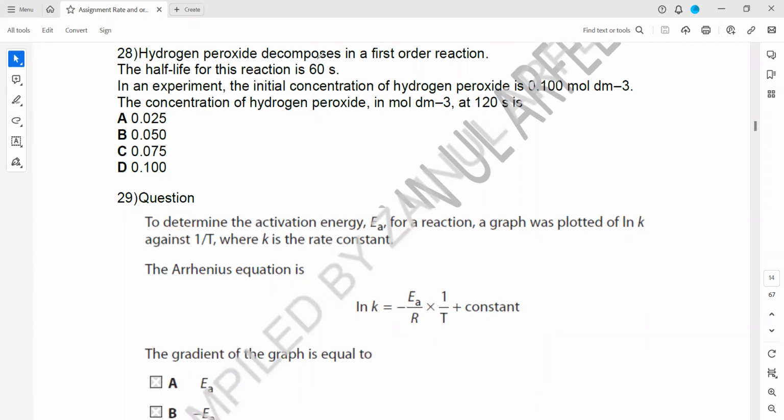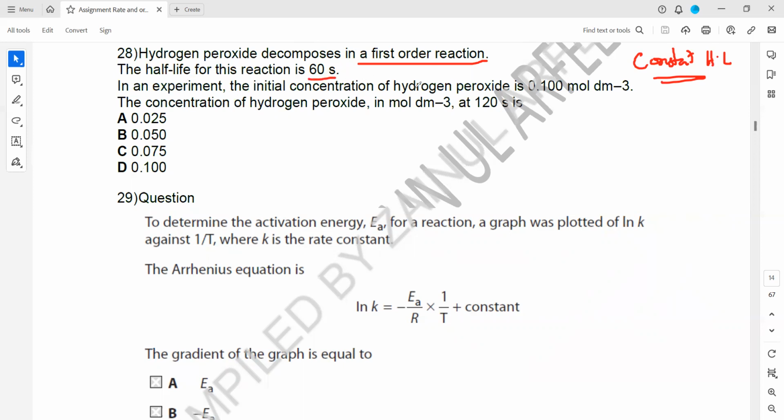In question 28, hydrogen peroxide decomposes in a first order reaction. If it's a first order reaction, it has a constant half-life. The half-life of a first order reaction is constant. For example, if you have 100 gram, it will turn into 50 gram in a certain time, say 50 seconds. The same 50 gram will turn into 25 in the same time interval. So the half-life for the reaction is 60 seconds.